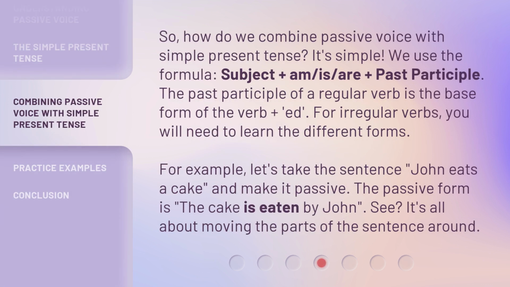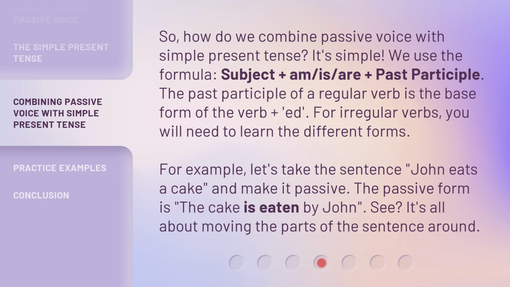So, how do we combine passive voice with simple present tense? It's simple. We use the formula subject plus am, is, are plus past participle. The past participle of a regular verb is the base form of the verb plus ed. For irregular verbs, you will need to learn the different forms.